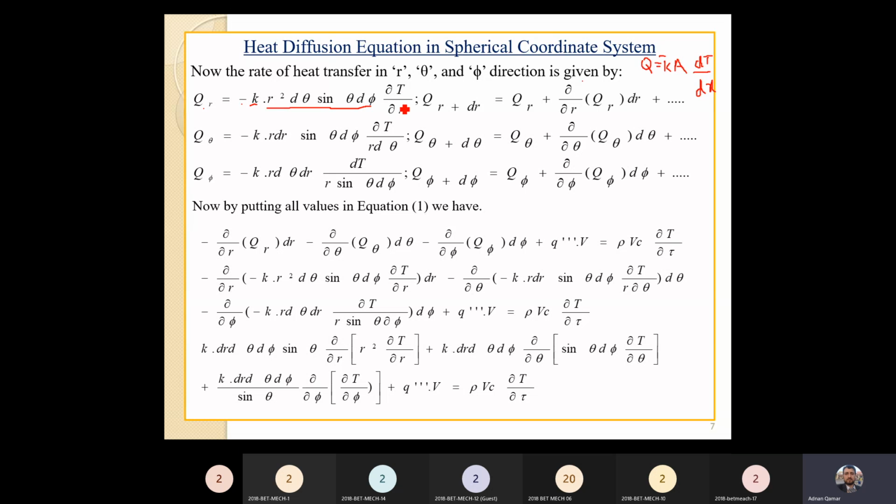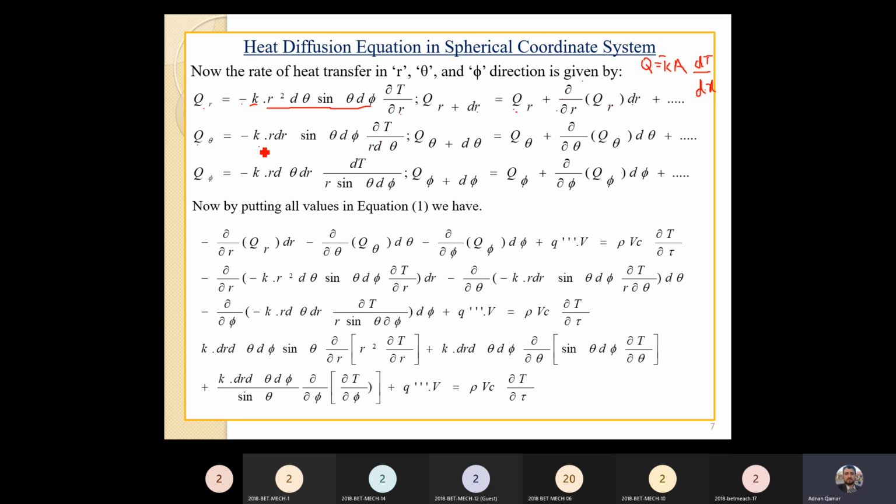And what is the thickness? That is dr. Dx is basically dr here, the thickness in r direction. And on the other side, qr plus dr is equal to qr plus partial over partial r qr into dr plus so and so. You know this Taylor and Maclaurin series, and the higher terms are neglected. In the similar manner, we have done for the cylindrical and Cartesian coordinate systems.